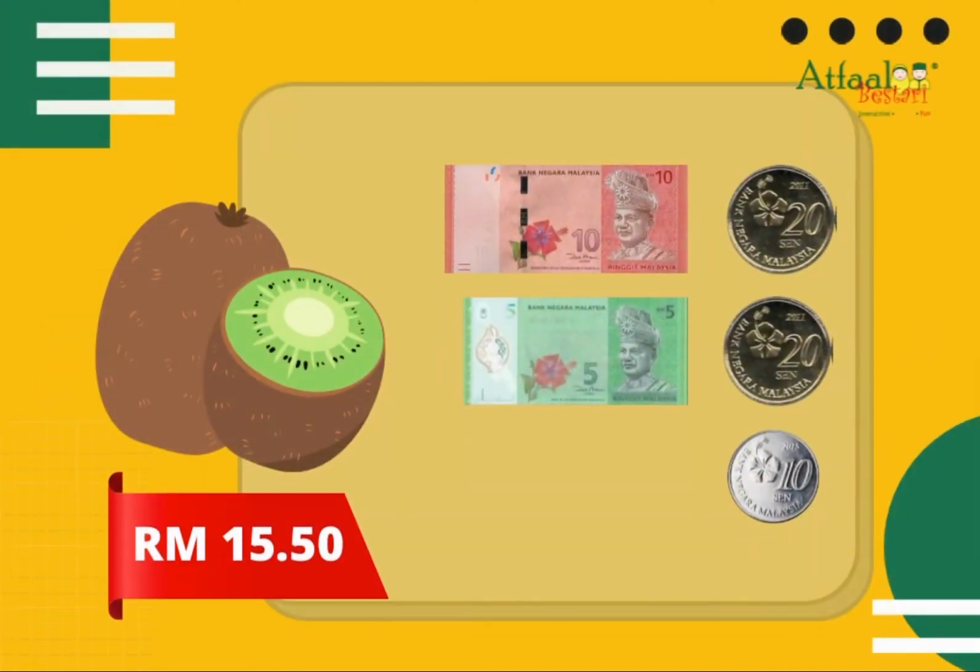Now, let's see how to use notes and coins equal with the total of price. For example, the price of kiwis are 15 ringgit and 50 cent. You need to use 10 ringgit plus 5 ringgit equal 15 ringgit, and 20 cent plus 20 cent plus 10 cent equal 50 cent.